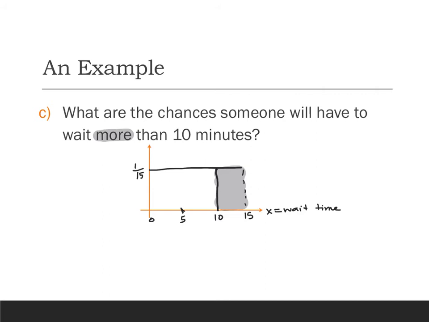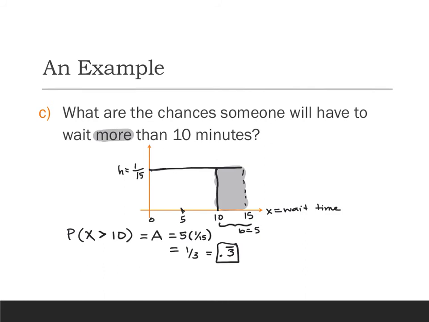And so I remember that the probability, and I'm going to use my x, x greater than 10 minutes, is going to be the area, which, area of a rectangle is base times height. So what's my base here? If I go from 10 to 15, that's going to be 5. And then here's my height. So 5 times 1/15, excuse me. Well, 5/15, that's 1/3, or 0.3 repeating. And there we go, there's my probability. Which makes sense, right? Because about a third of the time, if every time is possible, anywhere between 0 and 15, if all of those times are equally likely, then a third of the time I'll have to wait more than 10 minutes for the bus.